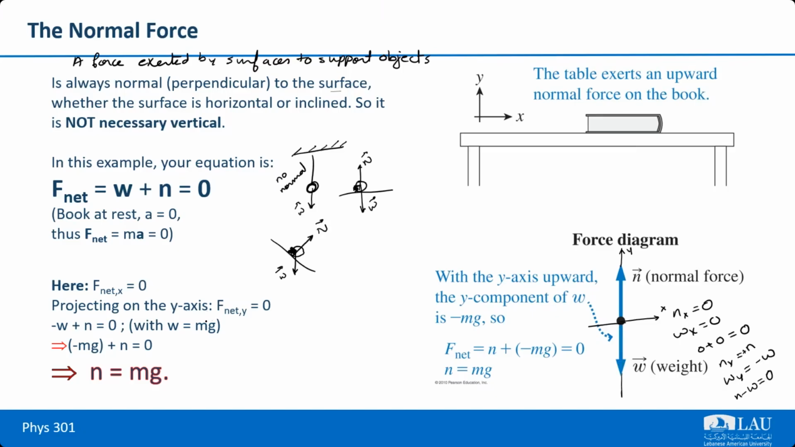So projecting on the y-axis, you'll have Fnet y is 0, so minus W plus N is 0. What did I deduce here? I deduced that the normal equals the weight in this particular case only. One thing I want you to see, unlike the weight force, the normal does not have a formula. We find it by studying equilibrium. So I'll look at the scenario, I'll use Newton's law and find the normal force. So I'll write this as a remark here. The normal force doesn't have a formula.